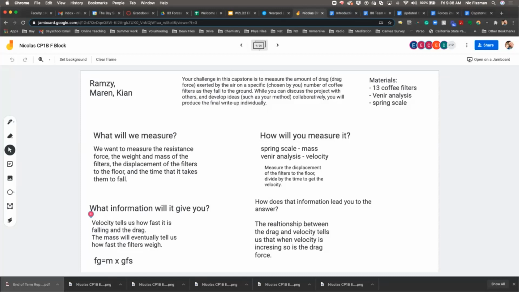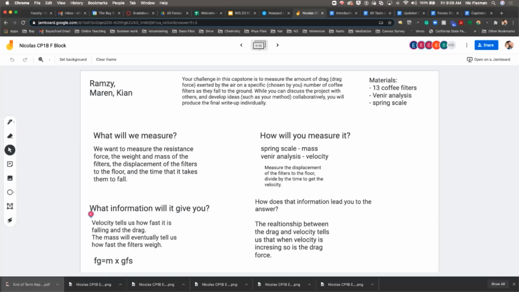So how does that information lead us to our answers? So the relationship between drag and velocity tells us that when velocity is increasing, so is the drag force. And from my understanding of drag, it would also be helpful to know the amount of weight in newtons that's being put on the air to kind of understand more what type of force is opposing it.